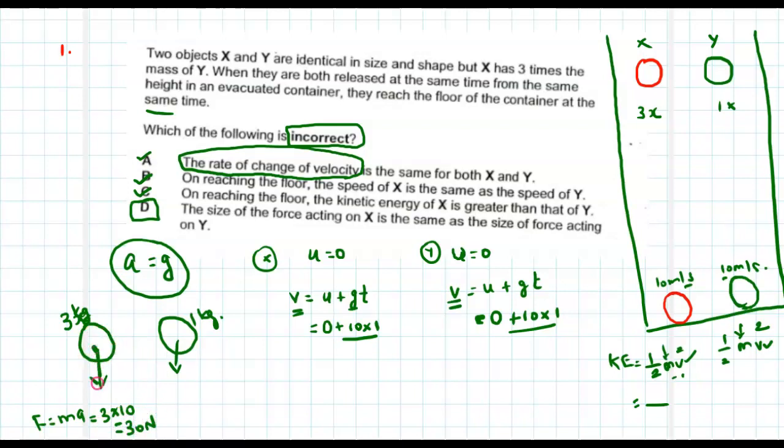The 30 Newton of force is acting on this object. And here, how much? F equals ma. The mass is 1, acceleration is 10. So only 10 Newton is acting on this. So the force is not the same as this sentence is saying. The force acting on x is not the same, it is bigger than on the other object. Okay, hope you understand this question. Let's discuss the second one.